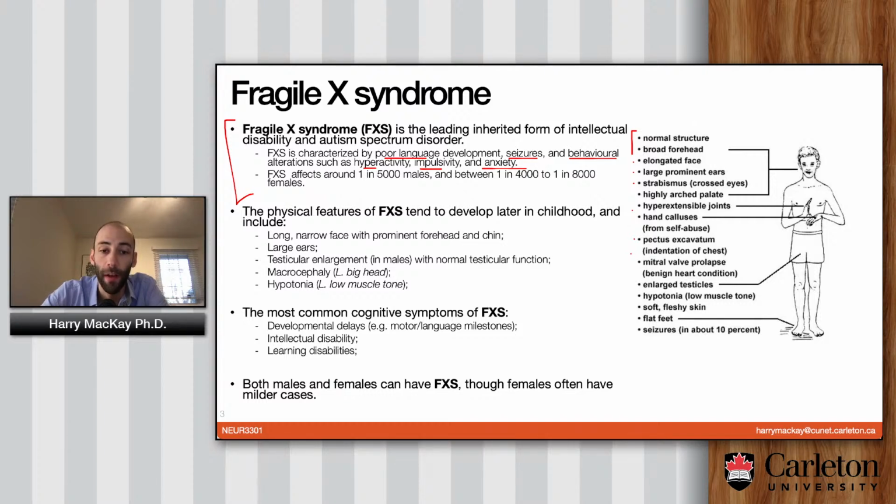It affects about 1 in 5,000 males and between 1 in 4,000 and 1 in 8,000 females, although the exact numbers differ depending on who you ask, but it's somewhere in that neighborhood. Both males and females can have it, although females typically have milder cases. The reason for this is that females have 2 sets of X chromosomes, whereas males only have 1. So if you have this Fragile X mutation and you're a male, you have no spare chromosome to smooth out the rough spots. But if you're a female, you do have a spare X chromosome, and so typically the phenotype is not quite as severe. Sometimes females can be carriers of Fragile X and not even really know it. You might be able to measure a difference in intelligence in a very precise way, but it may not be enough to notice in day-to-day life.